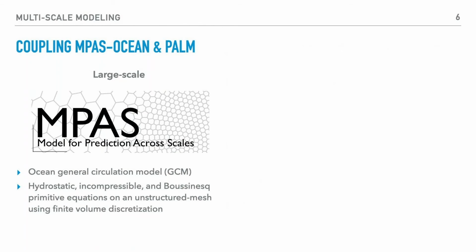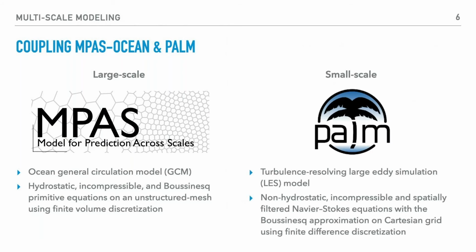For this audience, I won't need to talk too much about the MPAS-Ocean model. We solve the large-scale dynamics in MPAS-Ocean, which is basically an ocean general circulation model. It solves the hydrostatic, incompressible, and Boussinesq primitive equations on an unstructured mesh using finite volume discretizations. For the small-scale dynamics, I'm going to use the turbulence-resolving large eddy simulation model, PALM, and it basically solves the non-hydrostatic, incompressible, and spatially filtered Navier-Stokes equations with Boussinesq approximations on a Cartesian grid using finite difference discretizations.